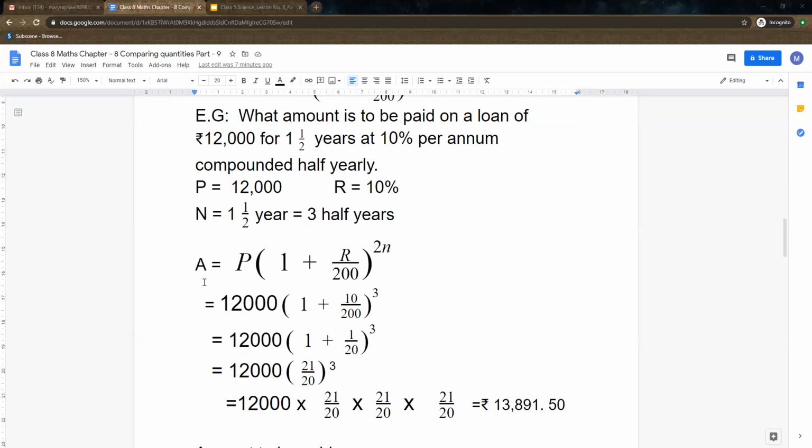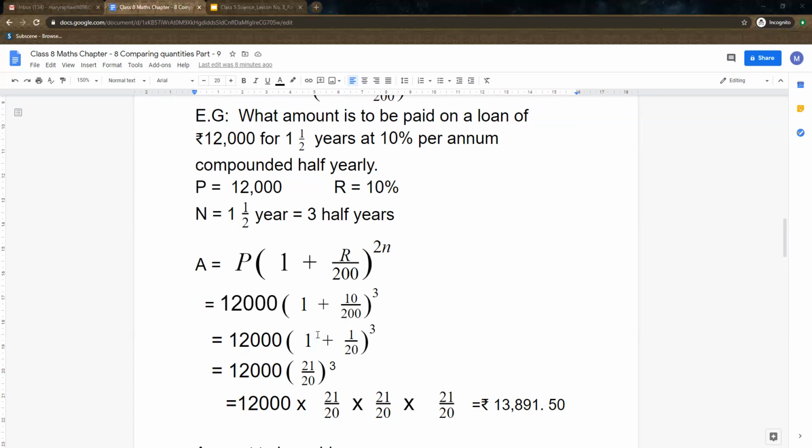Now the formula is amount A equals P into 1 plus R upon 200, the whole raised to 2n. So what is the principal? 12,000 multiplied by 1 plus R, which is 10, upon 200, the whole cube, because 2n is 3 half years. Okay. Now here a 0 can be cut, so it becomes 12,000 into 1 plus 1 upon 20, the whole cube.